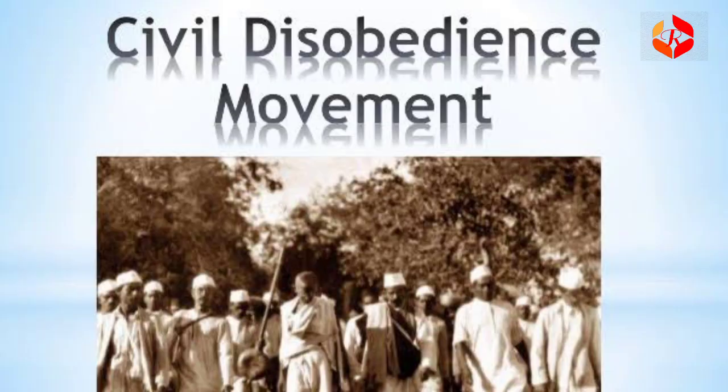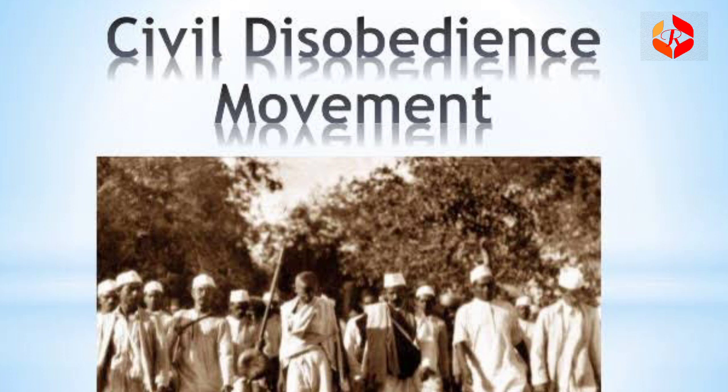Now after the Simon Commission, the Indian National Congress demanded Purna Swaraj, that is complete independence from the British colonial rule, and Gandhiji in the year 1930 started the civil disobedience movement for this reason.